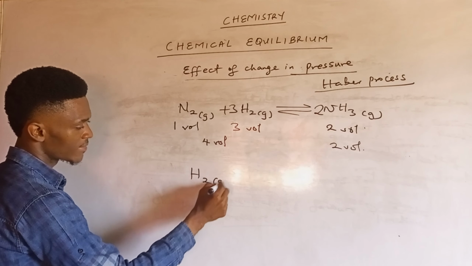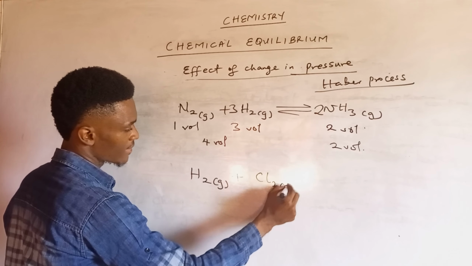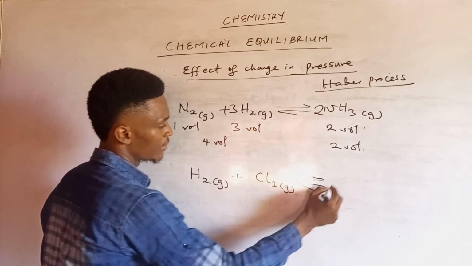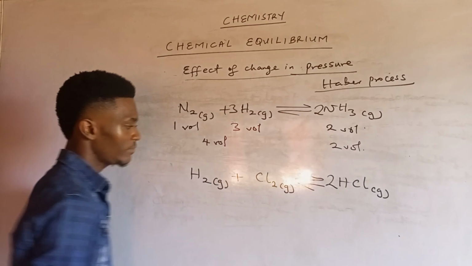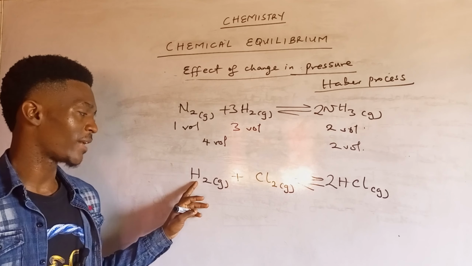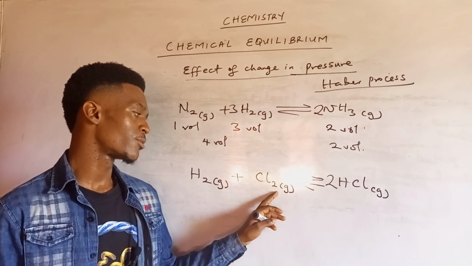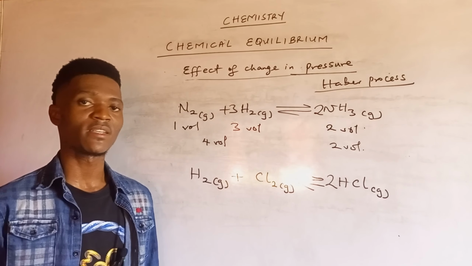Take a good look at this one. H2 gas plus Cl2 gas to give HCl gas. Observe this reaction. The reaction is balanced. We have 2 atoms of hydrogen, 2 chlorine, everything is balanced. But can this system be affected by changes in pressure?